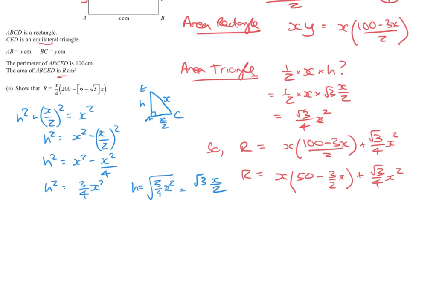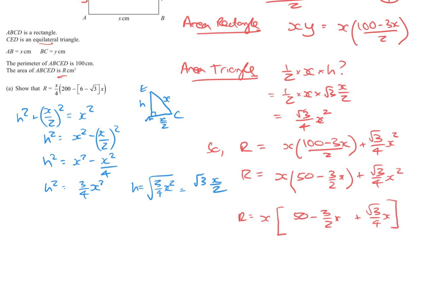Need a bit more space. So looking at this, at the moment I have two terms, both with x in. So let's factorize. So R will be equal to x, and then I'm left with 50 minus 3 over 2 x plus root 3 over 4 x. I don't really need those curved brackets in there now because I've just got things that are added or subtracted. So let's go back and remove those. So I don't need that, and I don't need that.